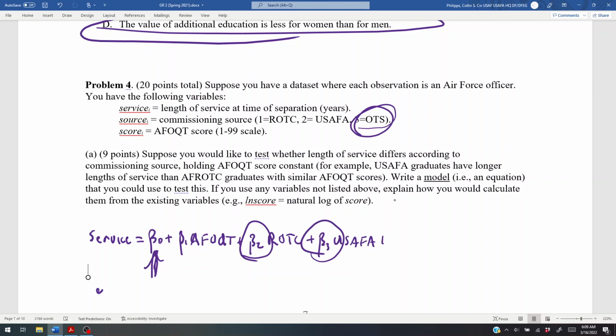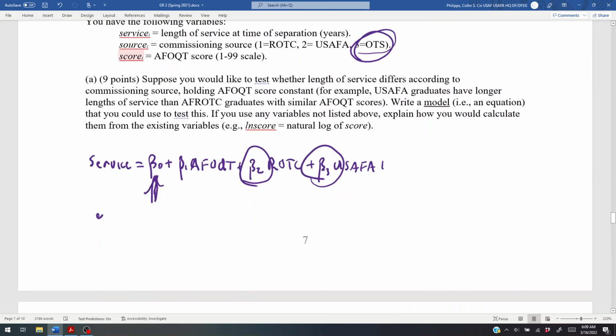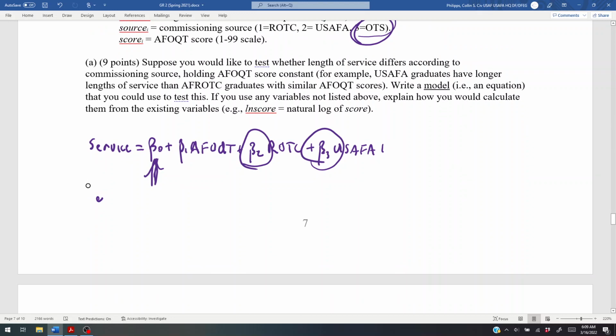Great. Explain how you would calculate them from existing variables. Well, I don't need any new variables. Write a model you could use to test this. ROTC equals 1 if ROTC. USAFA is equal to 1 if USAFA. I should probably write those, right?